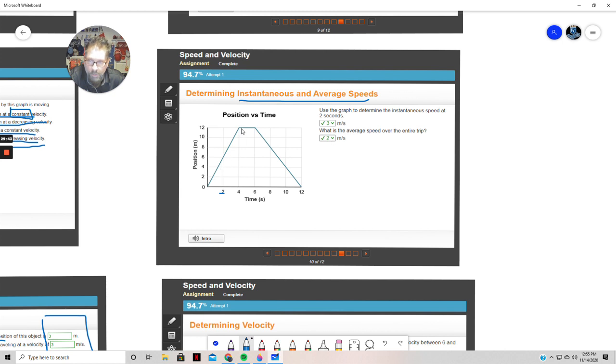You've got to go up to 12 and back, so we actually went 24 meters, and we did so in 12 seconds. So that would be 24 divided by 12, because that's the whole trip. And of course, that obviously is 2, even with that stop right there.